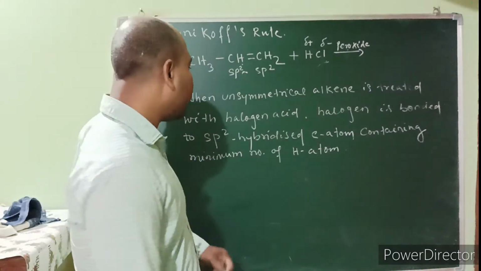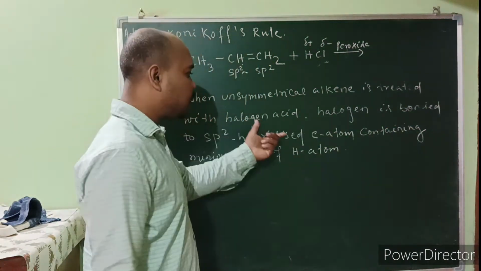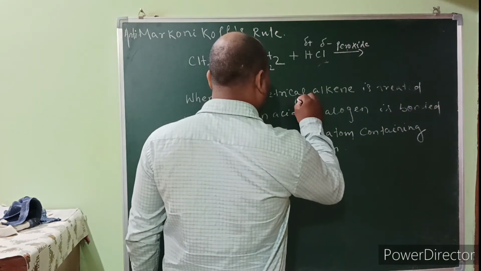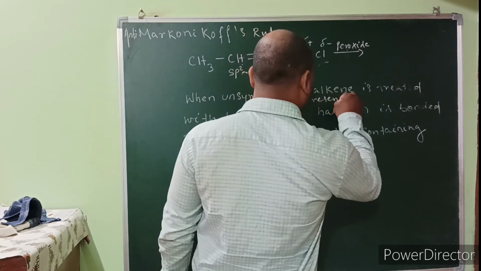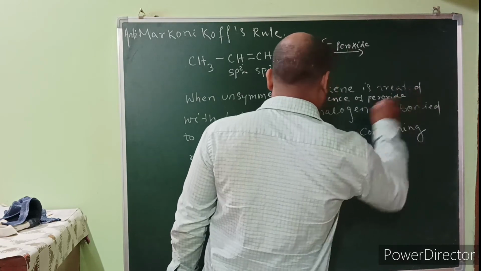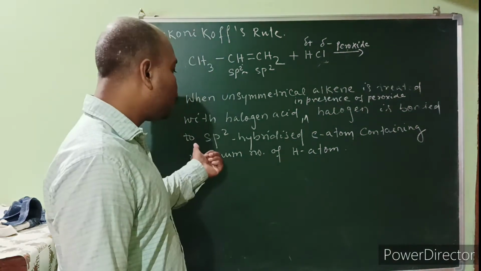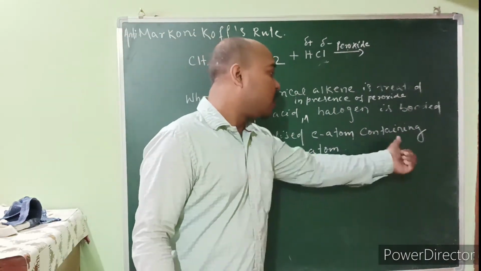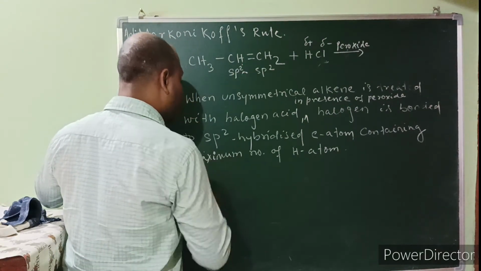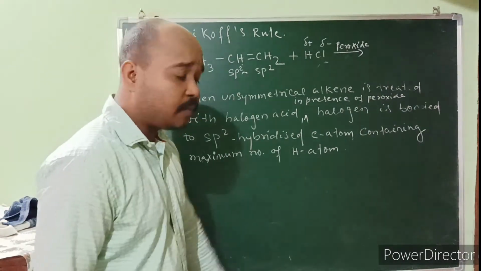So what will be the definition of that? When an unsymmetrical alkene is treated with halogen acid in presence of peroxide, halogen is bonded to the sp2 hybridized carbon atom containing the maximum number of hydrogen atoms, just vice versa.